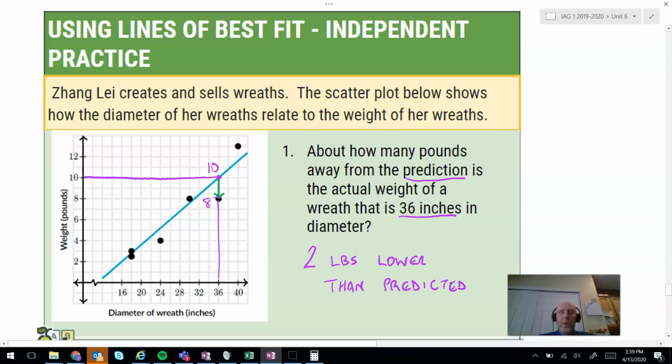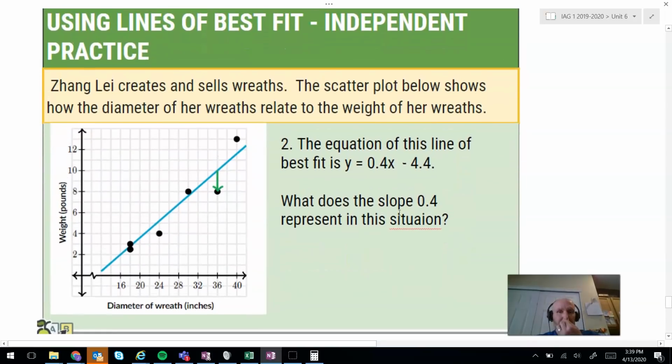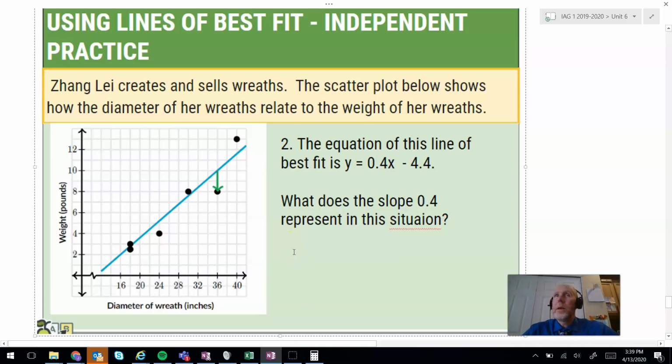Let's check the next independent practice slide. Same problem situation. This one's asking, what does the slope of 0.4 represent in this situation? Try to answer your question right down here below, and then unpause the video when you feel like you have an appropriate answer. Go ahead and check your notes if you'd like. The notes are right up above, and you can use those to craft a great answer here.